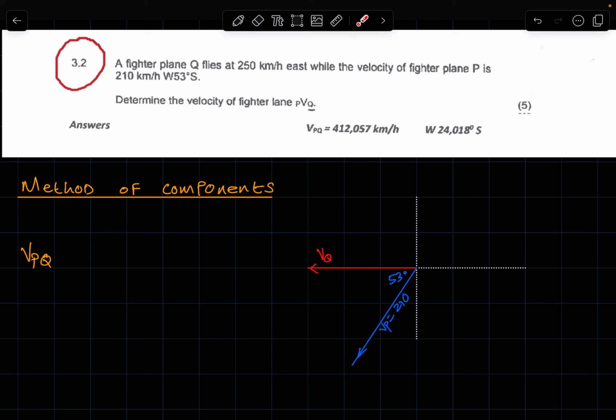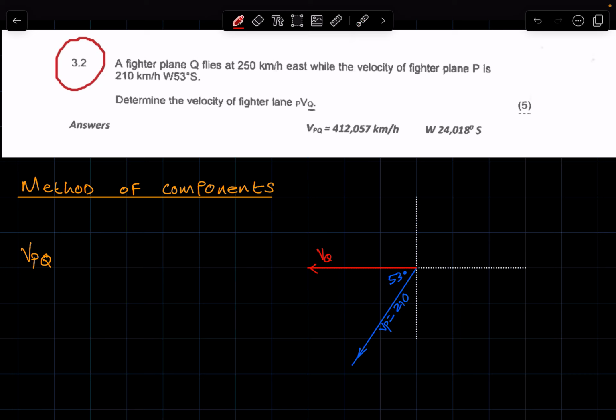So for instance, the velocity of plane P is an oblique vector. Hence, in applying conditions of equilibrium, we can't use it as it is. We have to resolve it into its components. Its components will then be parallel with either the x-axis or the y-axis. So the y component of vector VP will be parallel with the y-axis, and the x component will be parallel to the x-axis. Hence, we'll be able to use that in applying conditions of equilibrium.